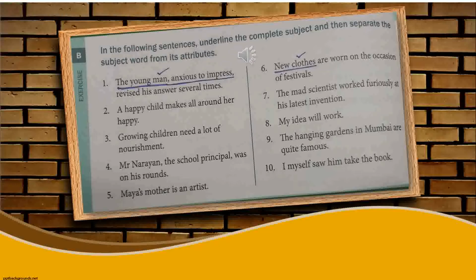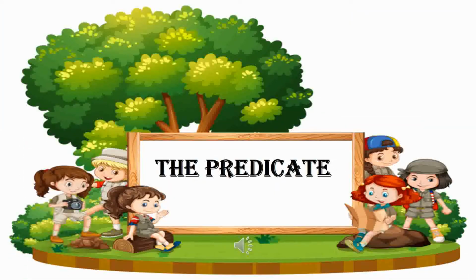Like this, question number 6. Here, new clothes are worn on the occasion of festivals. It is the question, and the subject, as you can see, is already underlined, new clothes. Here, new clothes is the subject of the sentence, and the subject word is clothes, and its attribute is the adjective new. So, complete the exercise yourself. Okay. Now let us learn more about predicate.